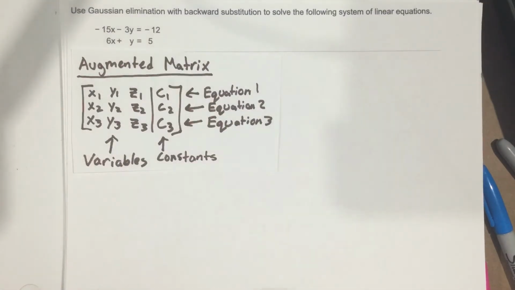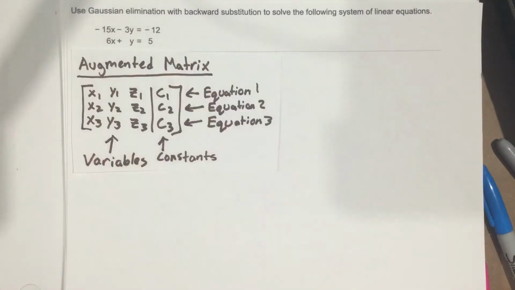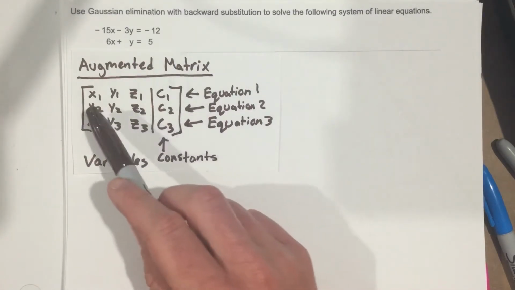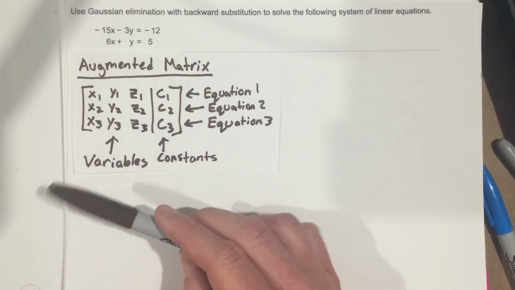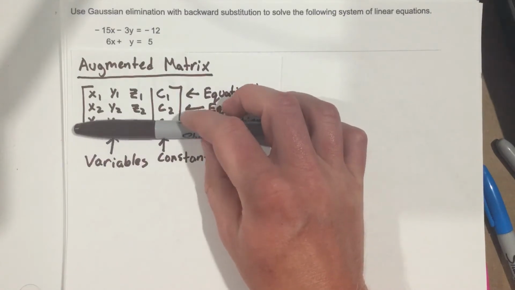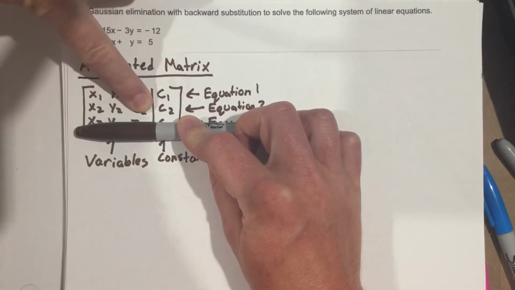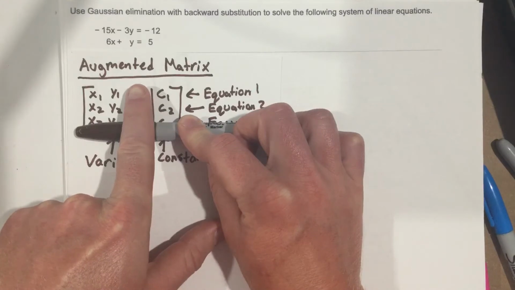Gaussian elimination is similar to regular elimination. The only difference is we ignore the variables as we do the elimination. So the first thing you have to do when you want to use Gaussian elimination is make what's called an augmented matrix. You'll see that this is a three-variable augmented matrix. The two-variable augmented matrix is just going to not have the third equation, of course, and it also doesn't have the third variable. So it's just x1, y1, x2, y2, and c1, c2.